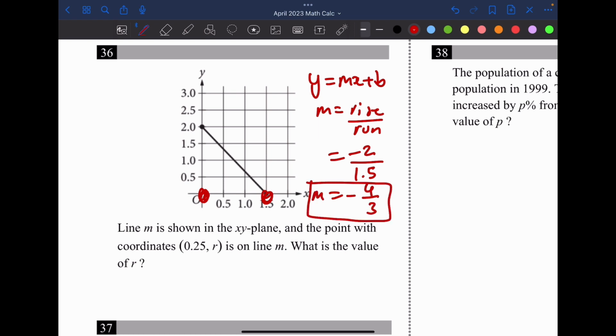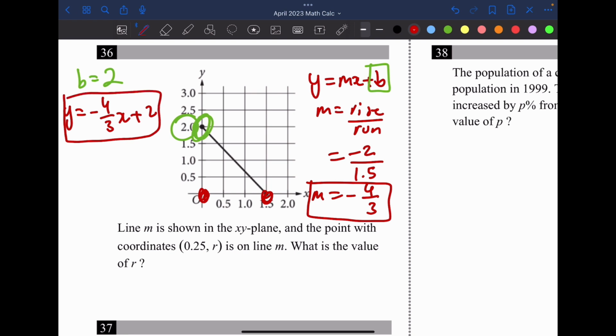So let's continue to find b now. I'm going to do this in green. So we want to find b. We don't know it obviously yet, but if you look at the graph, this is going to be super easy because we have the y-intercept. If you look at the graph here at this point, we know that it touches the y-axis at 2. So b must be equal to 2. Okay, now we have our actual equation. We have that y is equal to negative 4 over 3x plus 2.